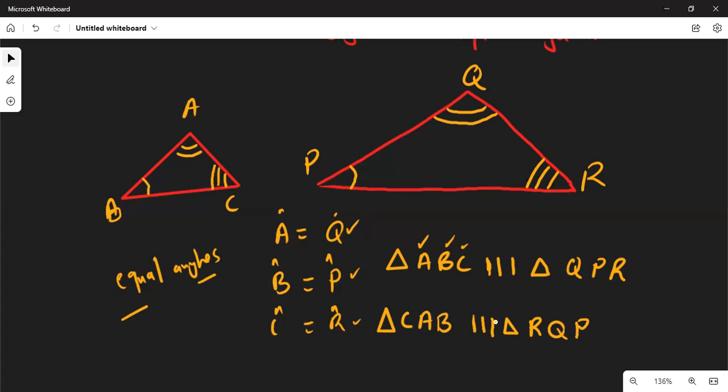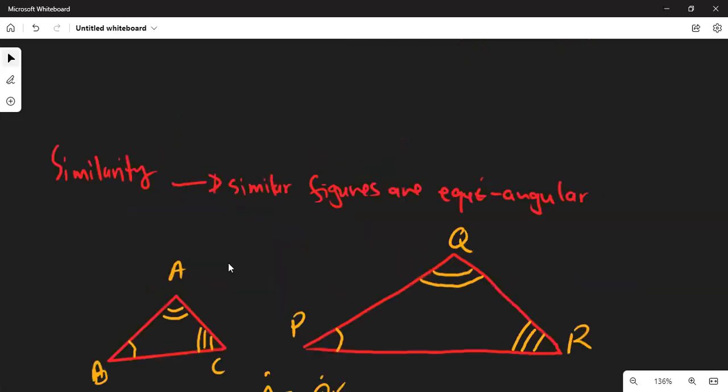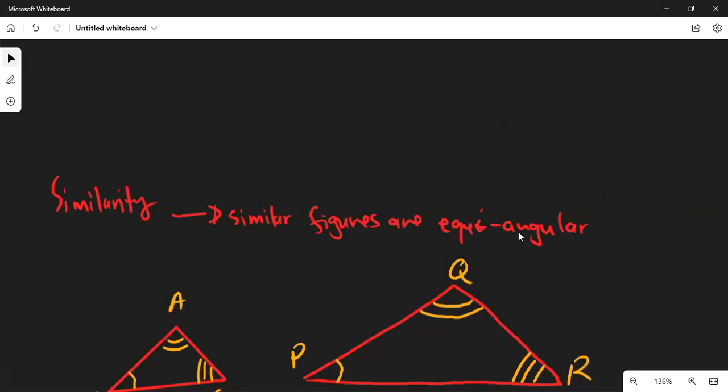You take them according to equal angles. So that is the first statement: similar figures are equiangular. You take them according to equal angles. That is the statement in short.